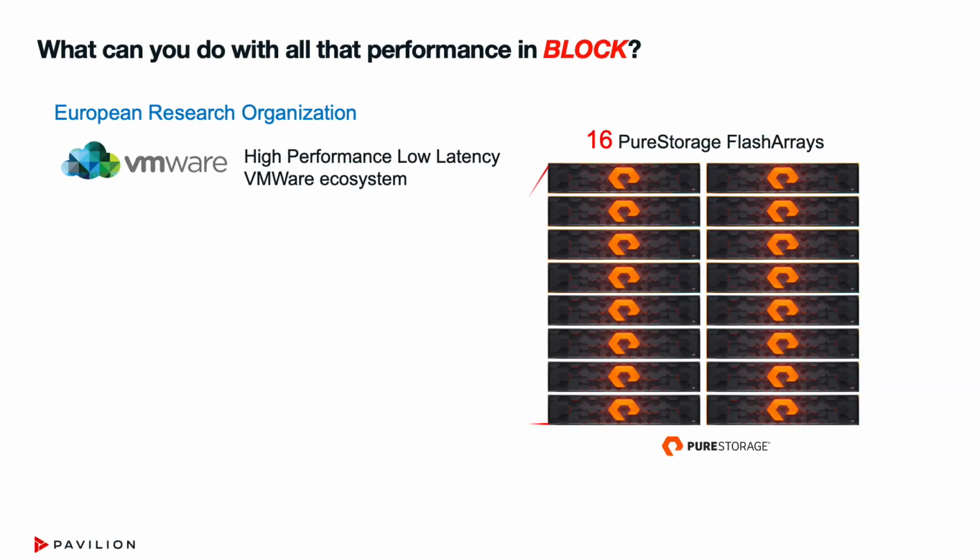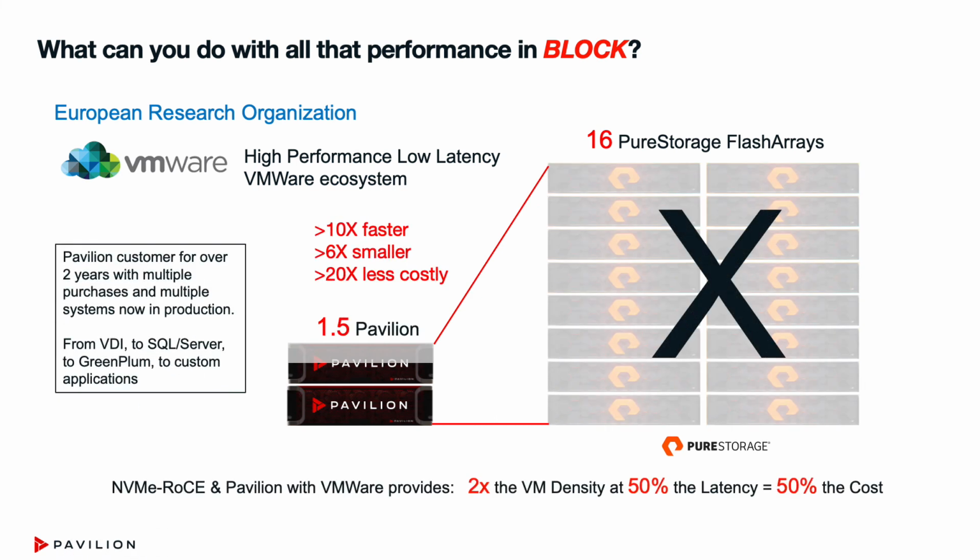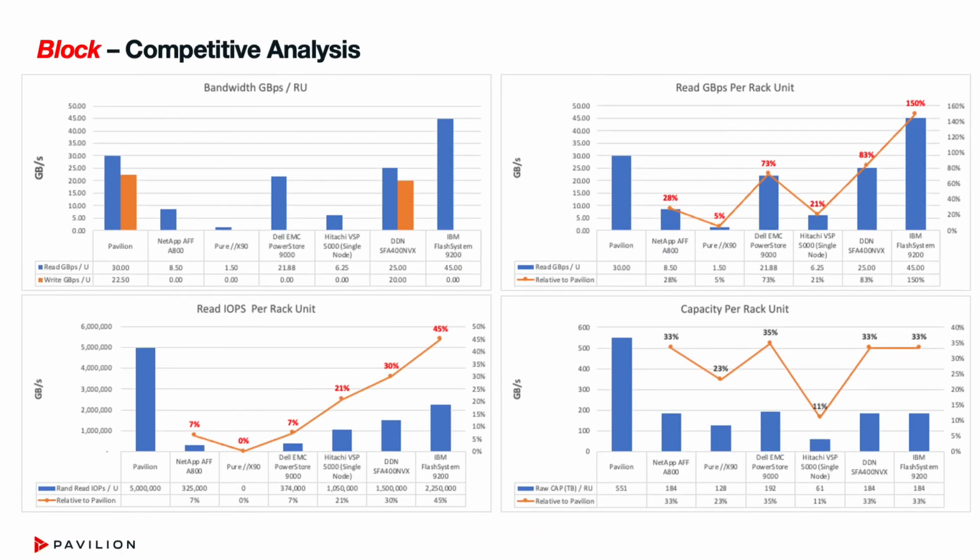What can you do with all that performance in block? Well, that was an example of Pure where a very high performance VMware environment was required. To deliver the performance with low latency with the IOPS, it took 16 Pure flash storage arrays to deliver what Pavilion can do 1.5 of our arrays. We were 10 times faster, 6 times smaller, and 20 times less costly. Competitive analysis through some charts.